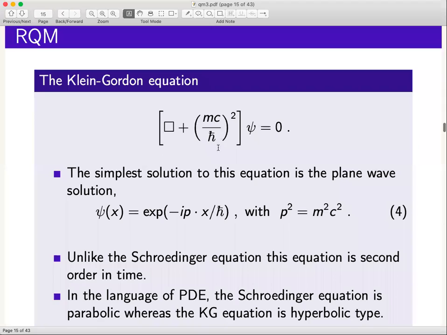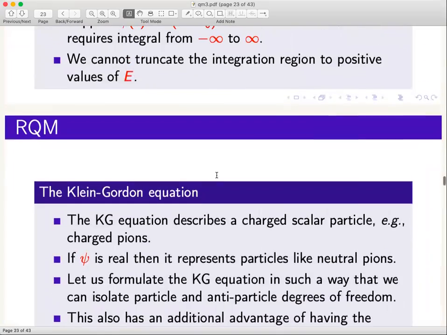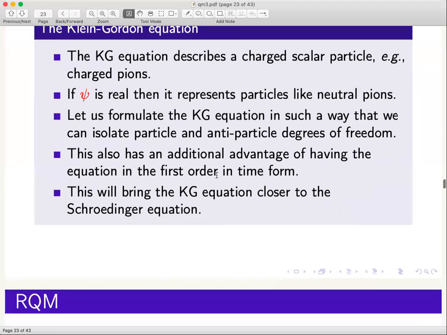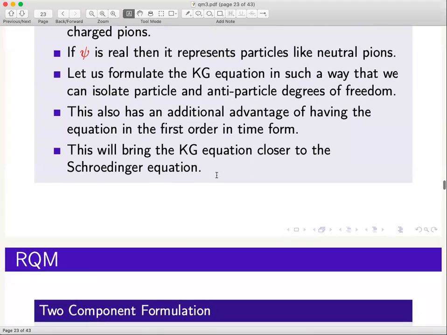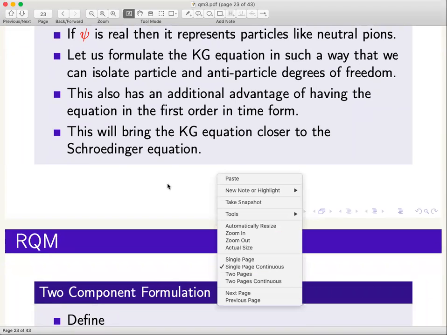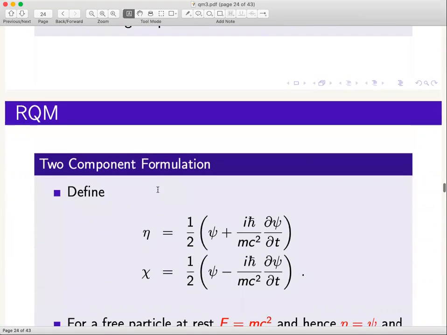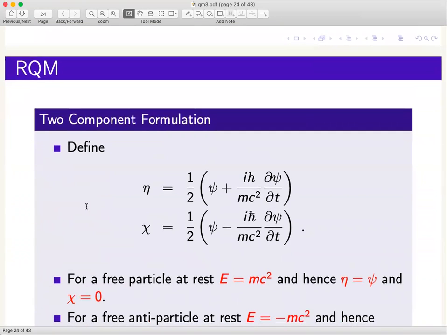And as I said, this quantity was the inverse Compton wavelength squared. Okay. So what we are going to do today is basically study this equation in a little better fashion. Well, I don't know whether better fashion, but in a little different way than one usually studies this equation. And that is to study it in a two-component formulation.